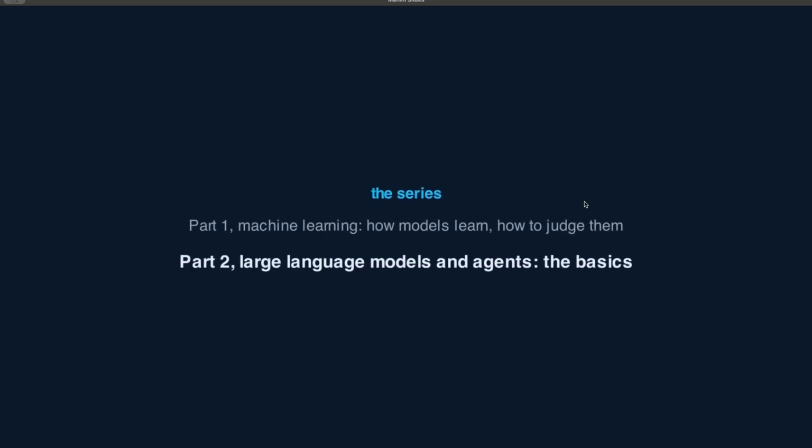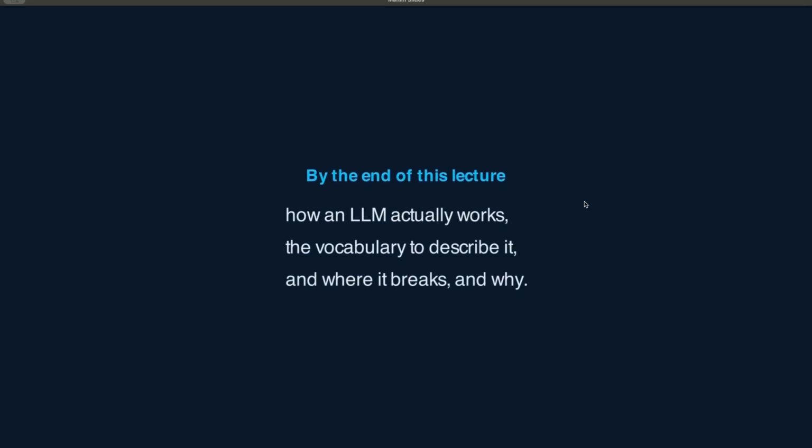This is part 2. In part 1, we talked about the basics of machine learning, especially how models learn and how we can judge them. Today will be an intro to large language models and agents. By the end of this lecture, hopefully you'll have a basic understanding of how large language models work, some of the vocabulary used to describe different components of it, where they can fail, and why.